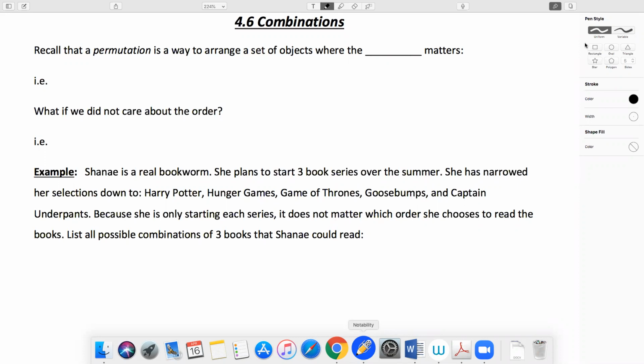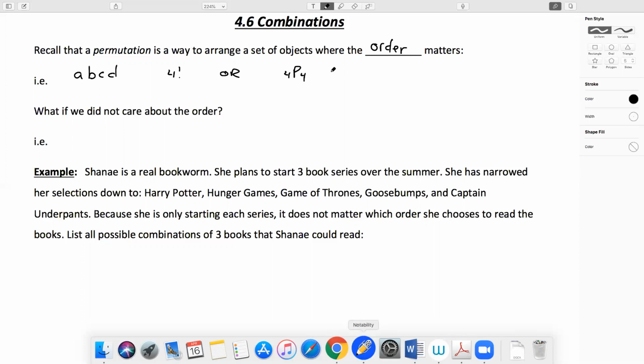So start with permutations. Recall that a permutation is a way to arrange a set of objects where the order matters. For example, if you have the letters A, B, C, D, then you can arrange that in 4 factorial ways, or you could arrange that in 4P4 ways. But what if we don't care about the order?